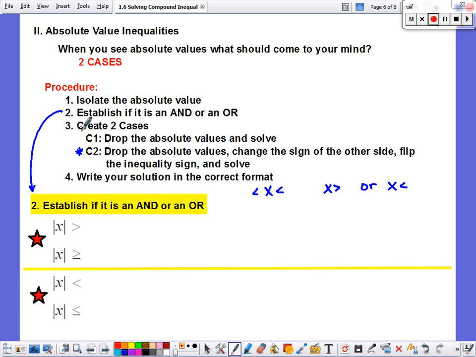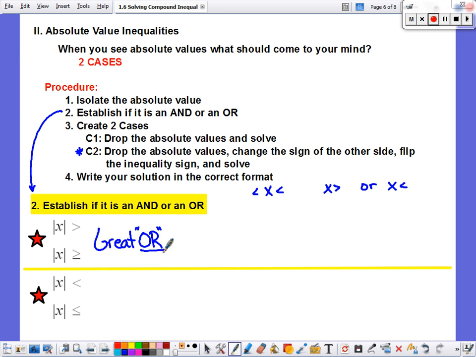Let's go back to number 2. Establish if it's an and or an or. Once you isolate your absolute value, you'll have the absolute value of something, and you're either going to have greater than or equal to, or less than or equal to. Take a look at the greater than ones, because they're grouped together. If I say the word "greater," that's going to indicate the absolute value is greater, or the absolute value is greater or equal to. That's going to tell you that we're dealing with or statements. So you don't see the word or anywhere. You've got to know which one it is. And some ors look like ands, and some ands look like ors when you graph them.